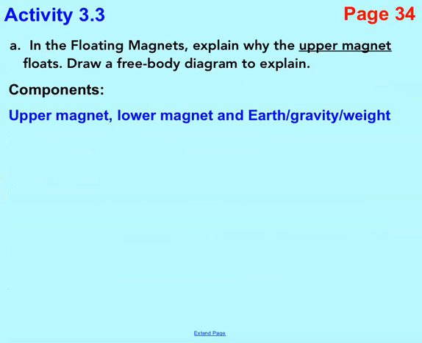So when we look at number 1 on page 34, it's A. In the floating magnets, explain why the upper magnet floats. Draw a free body diagram to explain. So if you look in your book, I forgot to mention this last part where you have to draw a free body diagram. But here's their hint. In the floating magnets, explain why the upper magnet floats. So in other words, you're going to draw a free body diagram for the upper magnet.